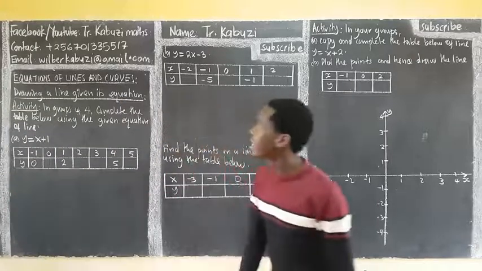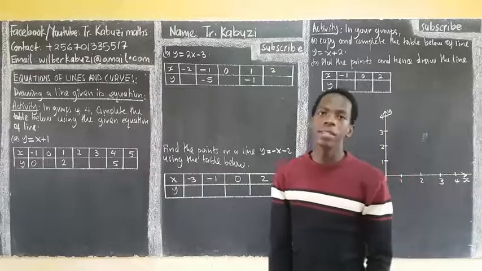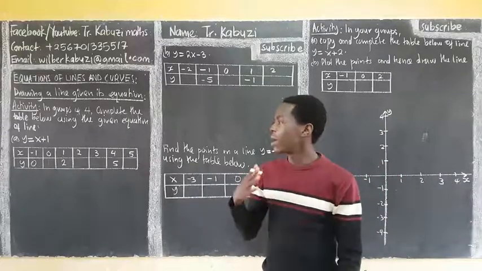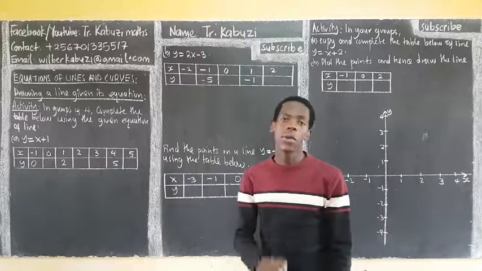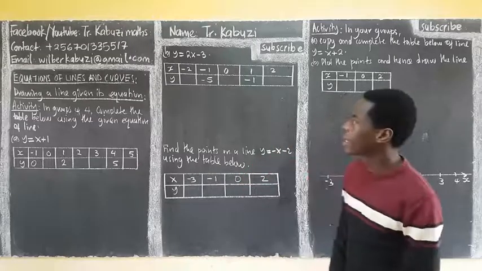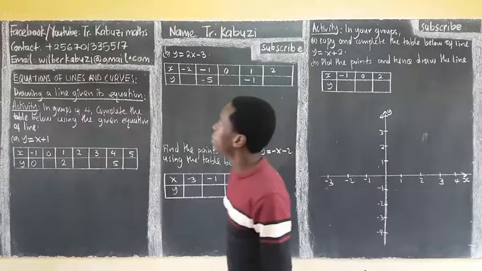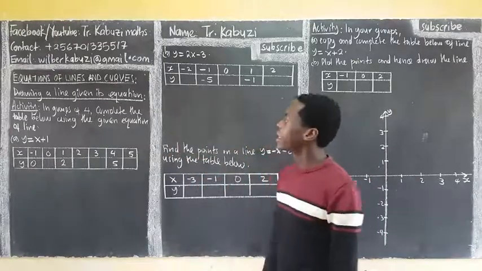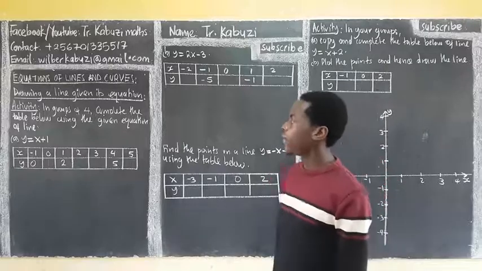Drawing a line given its equation. So now we are going to see, we have been drawing lines when we just have points. Now here, we are going to see how to draw a line when you are given the equation of that line. So in groups of 4, complete the table below using the given equation of the line.